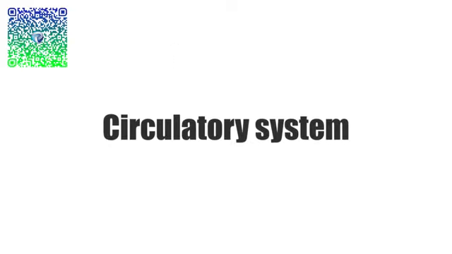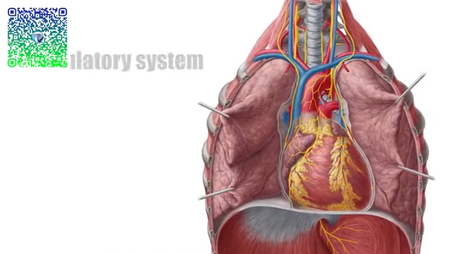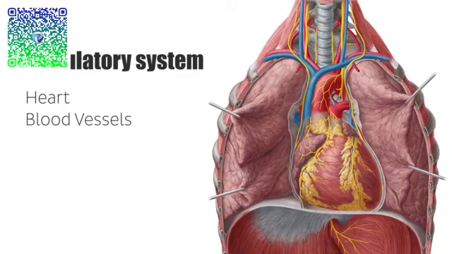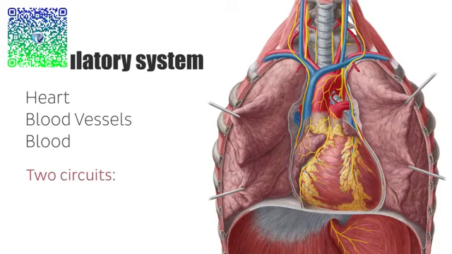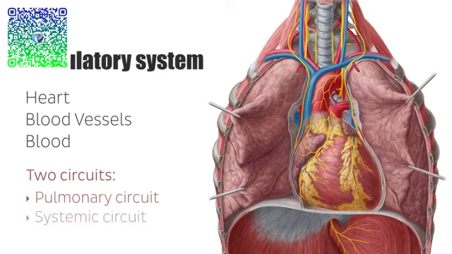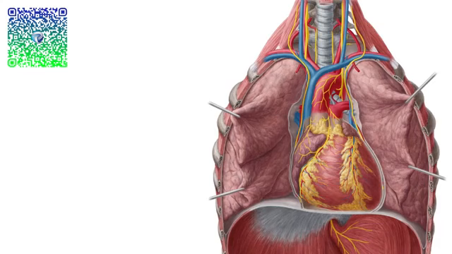In this tutorial we'll provide a general overview of the function, definition, and anatomy of the circulatory system, or the cardiovascular system. The circulatory system is comprised of the heart, the blood vessels, and the blood. It consists of two circuits that carry blood around. The smaller being the pulmonary circuit, which runs between the heart and the lungs, and the larger being the systemic circuit, which runs between the heart and the peripheral tissues.